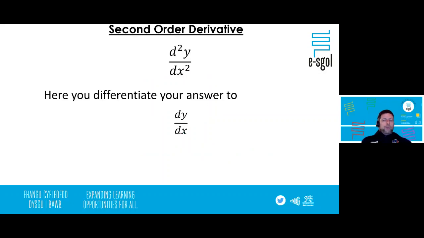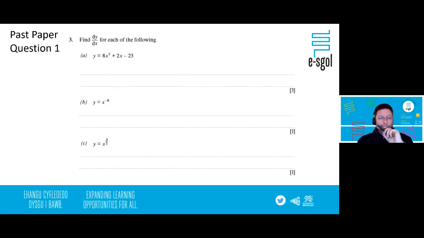So, we also have questions on this topic that talk about the second derivative. d2y/dx squared is how it's said. And all we do is differentiate our first answer from dy/dx. You'll find out more about that in next week's session with stationary points. It's used a lot there. So here's some first questions.